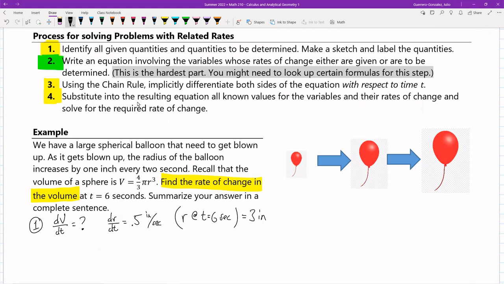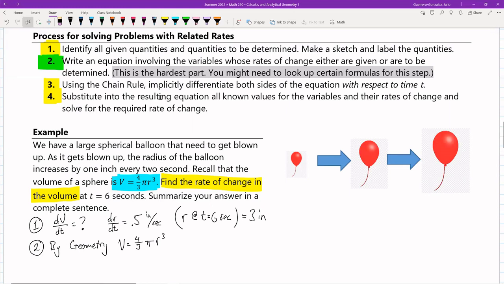So, step 2 is the hard part. Thankfully, I already figured it out. That was the equation that we've been messing with. It's this. Notice that that equation relates all the different variables that we need. So I'm going to do this by geometry. The volume is 4/3 pi r cubed. This is the equation that relates all the variables that we need.